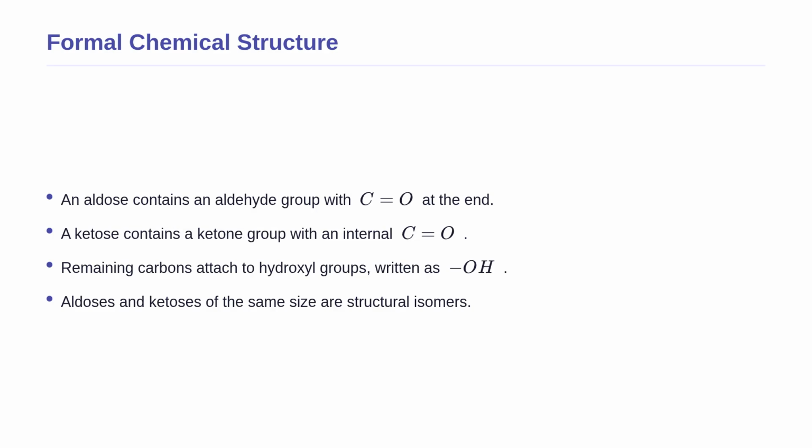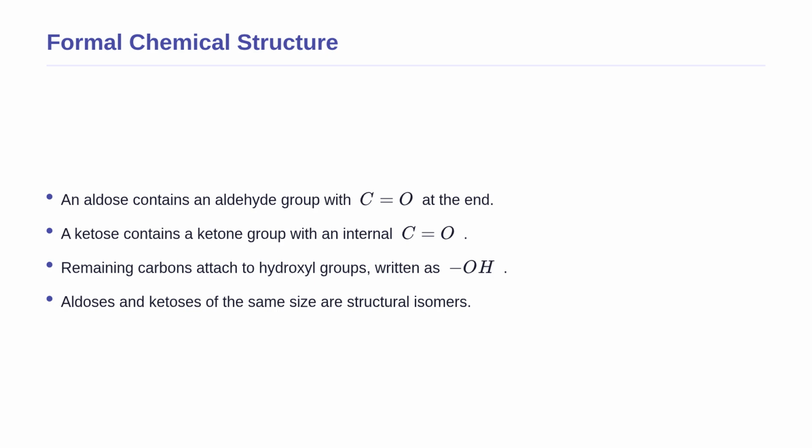Building on that train analogy, let us look at the formal scientific definitions. An aldose contains an aldehyde group, meaning the carbonyl carbon, represented as C double bond O, is located at the absolute end of the chain and bonds to at least one hydrogen atom. On the other hand, a ketose contains a ketone group, where the carbonyl carbon is situated internally and bonds to two other carbon atoms. In both types, all other carbons attach to hydroxyl groups, written as OH.